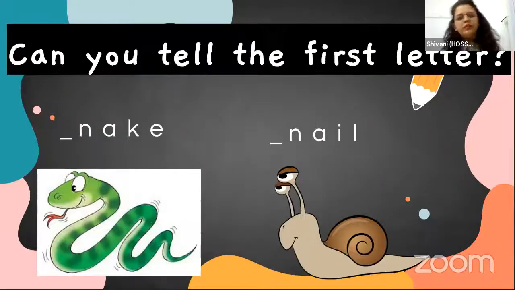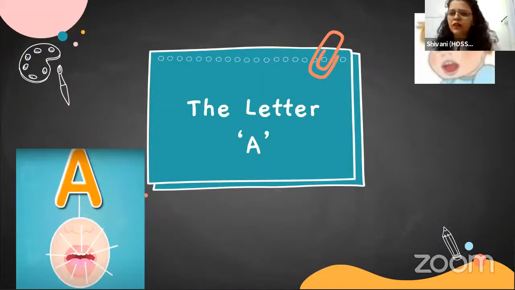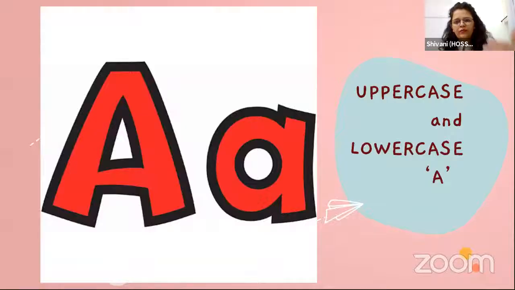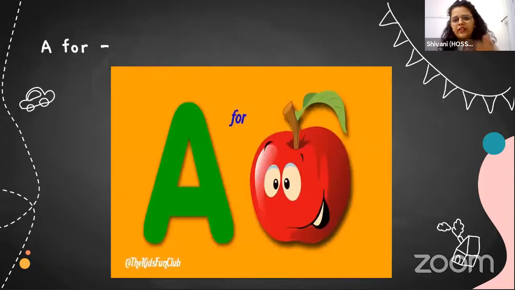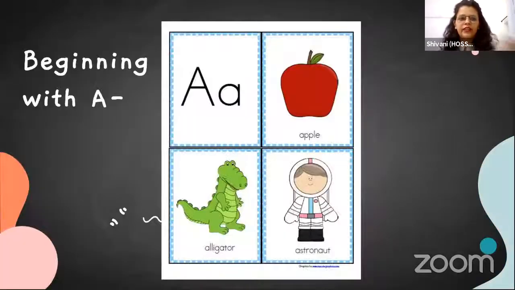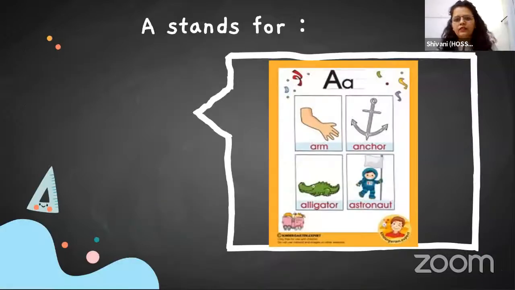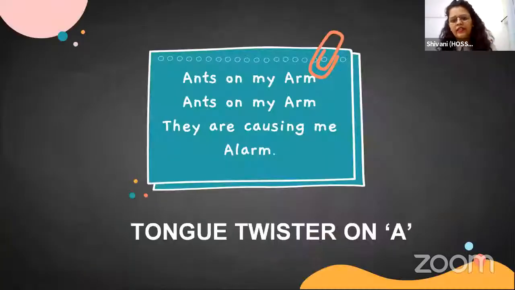Yeah, so this is the pattern for each and every sound. So for the letter A, again, we are doing the same thing, uppercase and lowercase, and then how they are going to write the alphabet, how they are making the strokes, first, second, third. A stands for which alphabet starts with A. And then after that, again, an animal with A, a fruit with A. So anchor and so on.